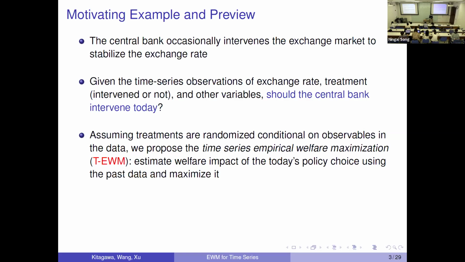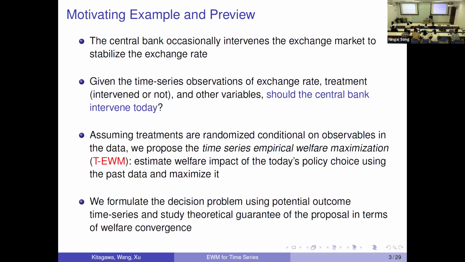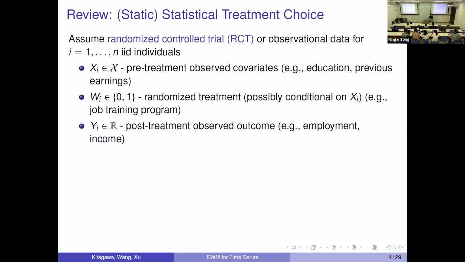Then in this paper, we propose this time series empirical welfare maximization, which we call TEWM, to estimate the welfare impact of today's policy choice using the past time series data. Then we try to maximize this estimated empirical welfare, and finally we get an estimated policy rule to maximize our future welfare. We formulate the decision problem using the potential outcome time series framework, and I'm going to introduce it, and study the theoretical guarantee of the proposal in terms of welfare convergence.